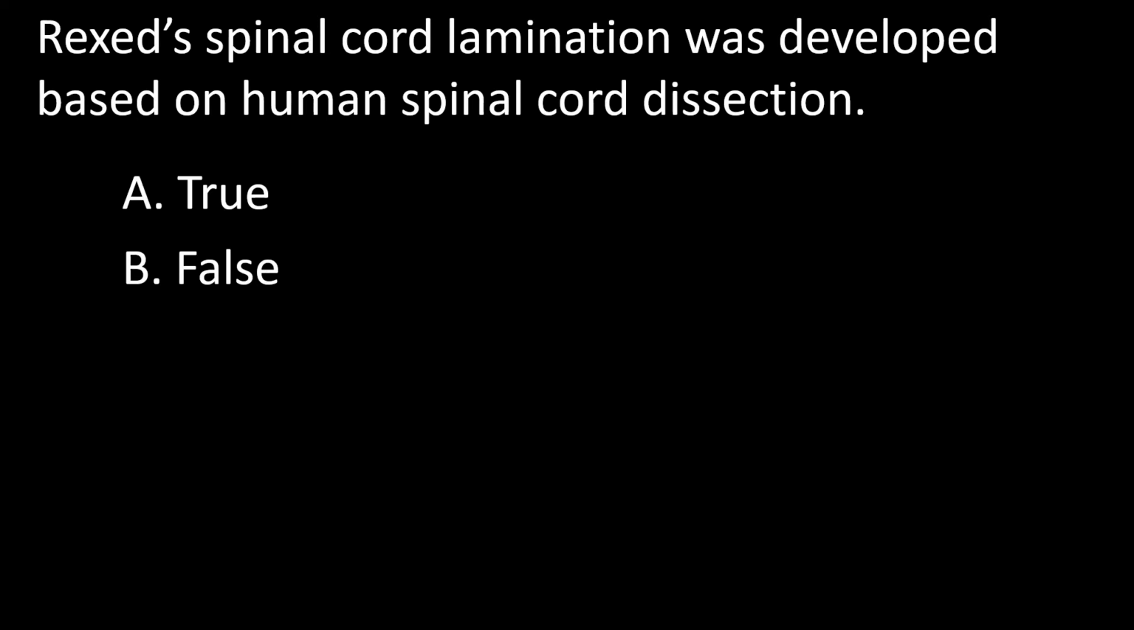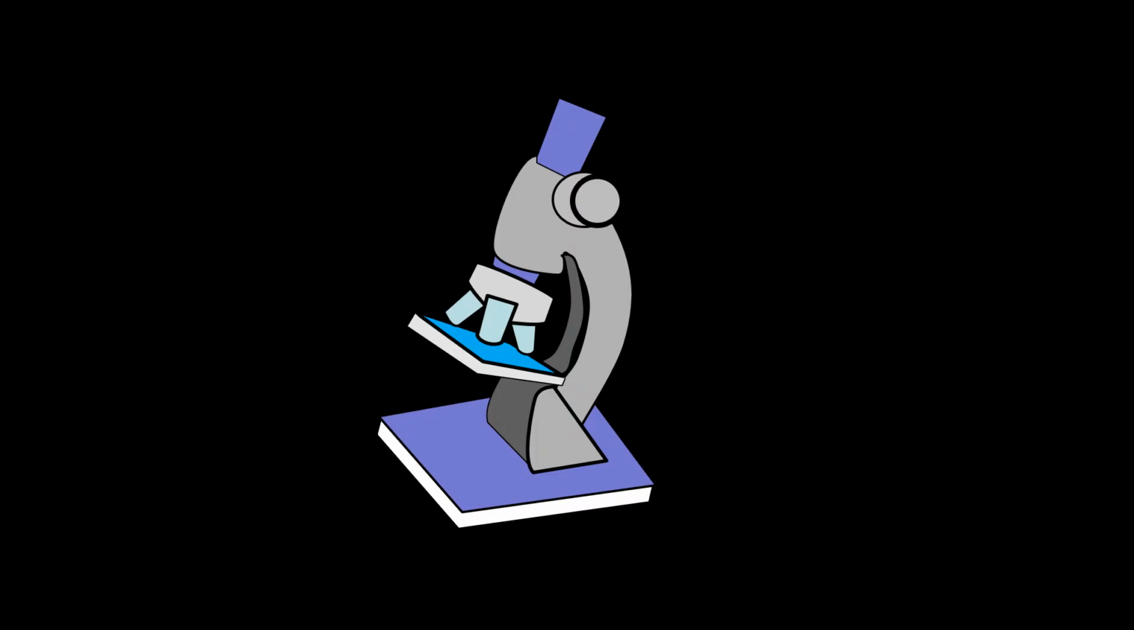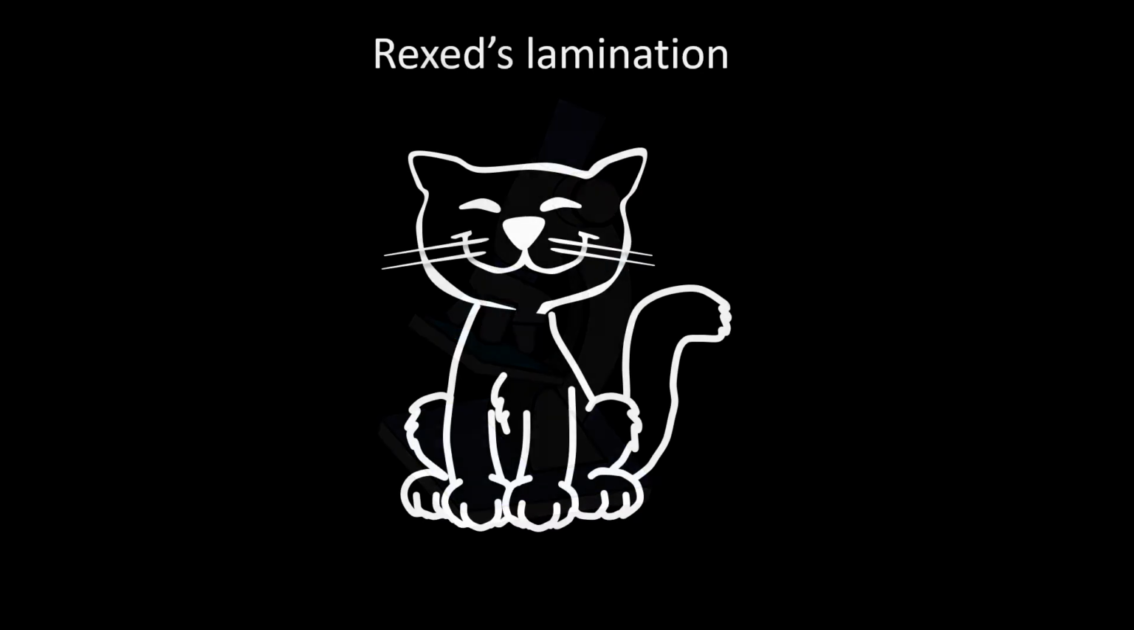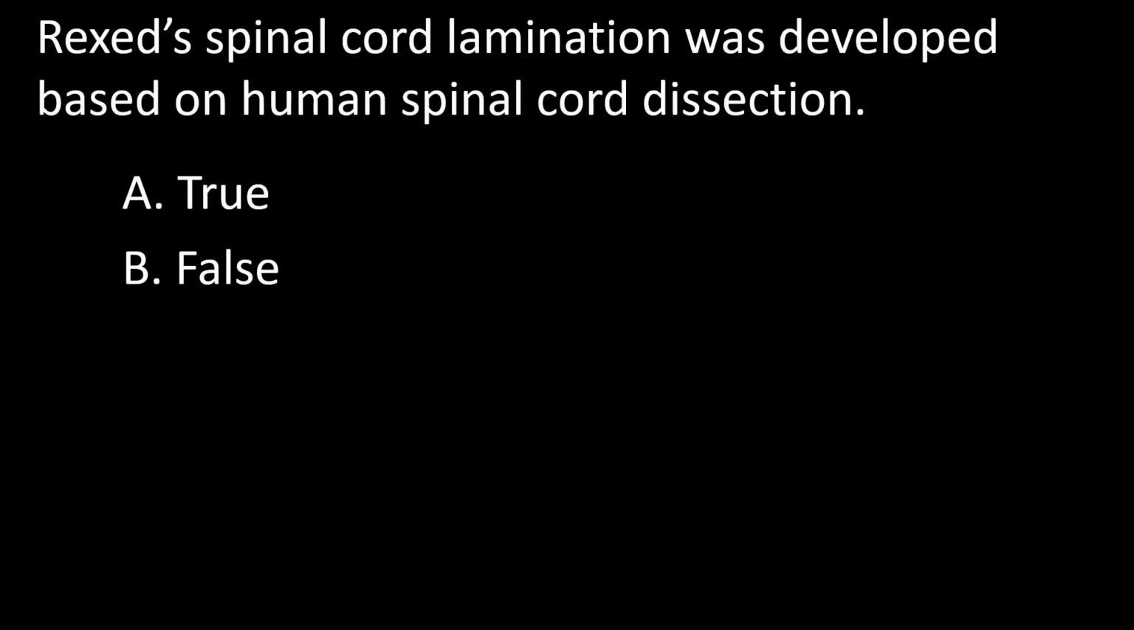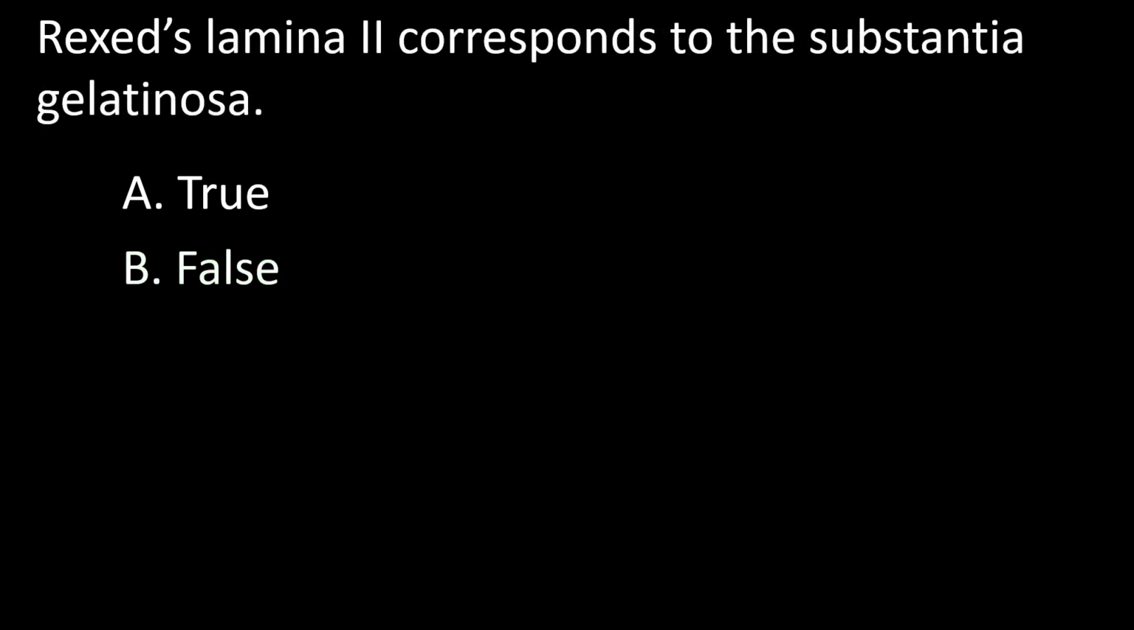Next, Rexed's spinal cord lamination was developed based on human spinal cord dissection. A true, B false. Rexed's spinal cord lamination was developed based on microscopy observation in cats. So the answer to this question is false. Next question. Rexed lamina 2 corresponds to the substantia gelatinosa. A true, B false.